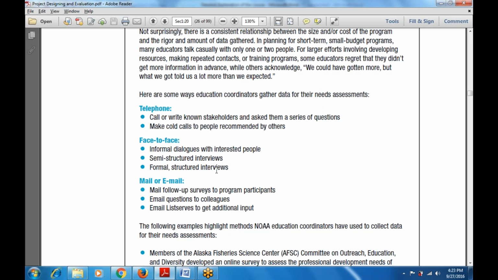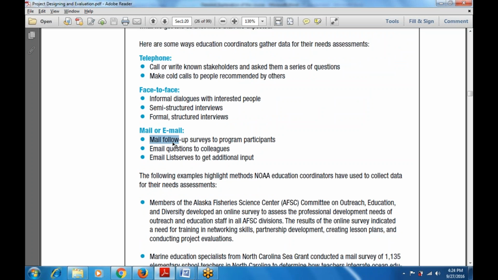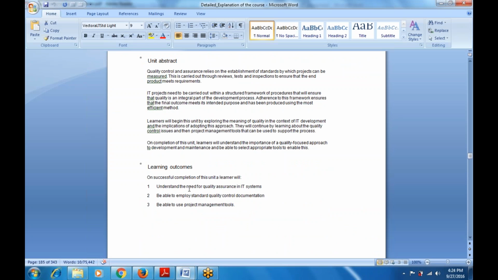Yes, a structured interview has some predefined questions that are asked, so that is a formal interview. In a semi-structured interview, the interviewer can also ask some personal questions. So one is semi-structured, and one is formal or structured. The first one, telephone, is clear. Then face-to-face means a personal interview is taken with the interested people. Then mail or email: mail a follow-up survey to the program participants, who can also be reached through IT systems.